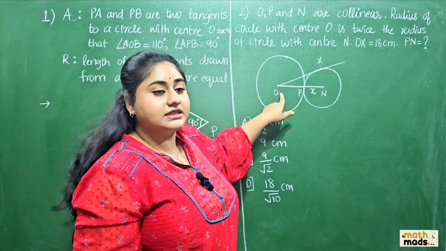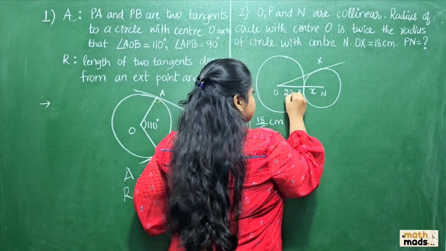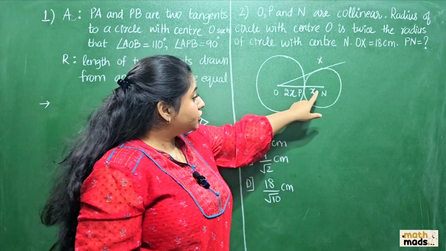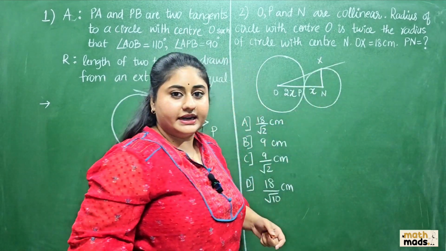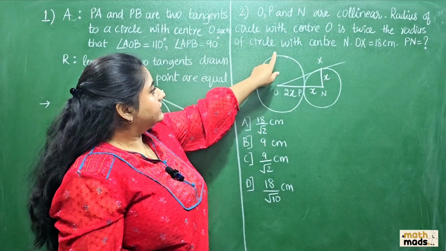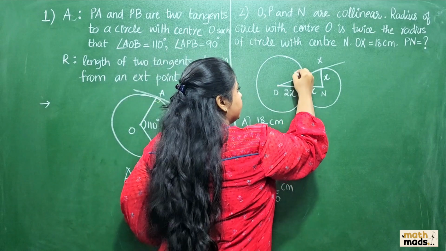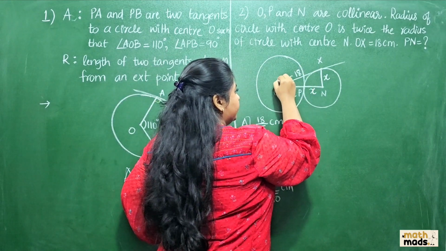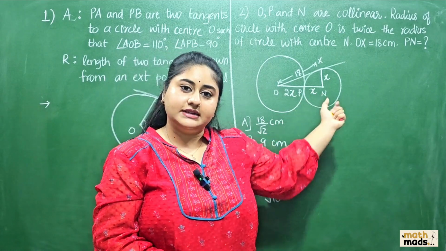Then what will be the radius of the bigger circle? OP, that is twice. It's already given. So this is 2X. Okay, if I join N and X, that is also the radius of this circle, right? So that will also be X. And they've already given that OX is equal to 18 centimeter. That is, this part is 18. So this is the information I have. They're asking me to find PN. Value of PN is X.